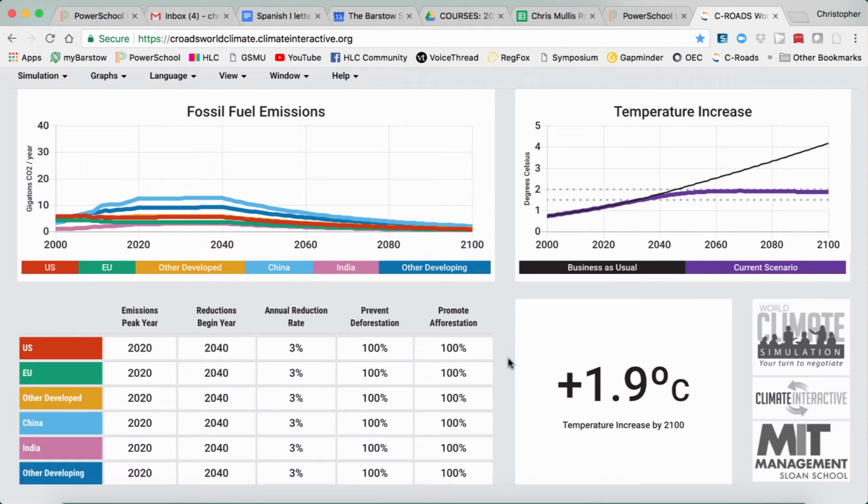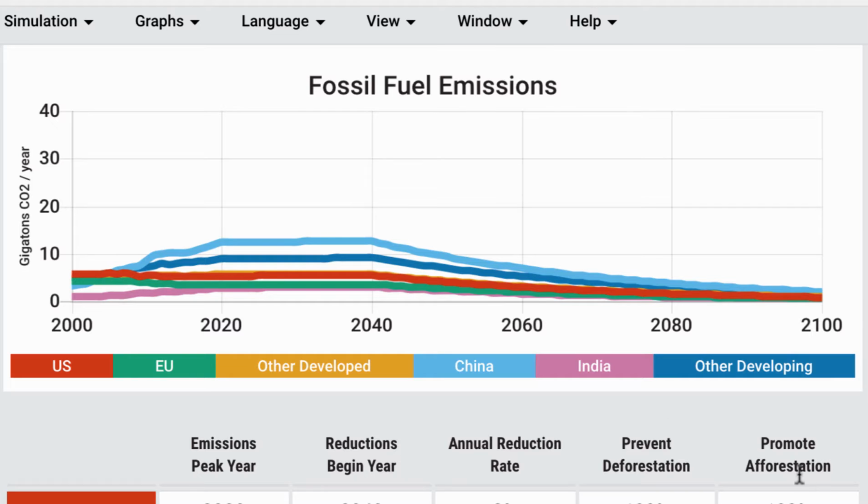Now that deal works, but is it fair? Is it practical? Well, you might say 100% for prevent deforestation and promote afforestation seems pretty unrealistic. Like, really? We're never going to cut down another tree? I don't quite buy that. Let's look at the fossil fuel emissions graph. If I look at the graph like this, I might say, with this deal, China's the biggest emitter and remains the biggest emitter basically through the rest of the century, with other developing countries in second place. So maybe they should be reducing more and other countries should be reducing less.